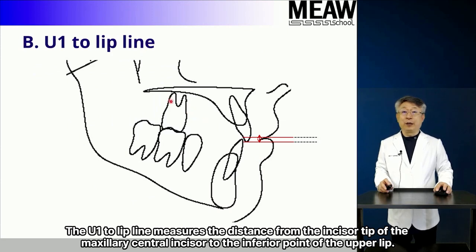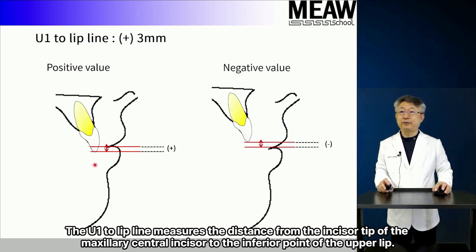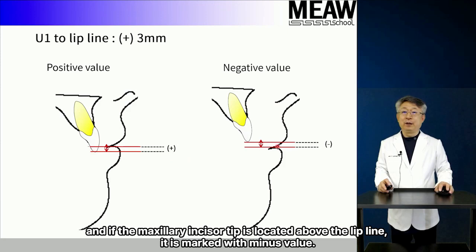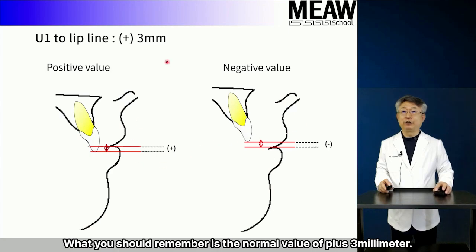The on-to-lip line measures the distance from the incisor tip of the maxillary central incisor to the inferior point of the upper lip. In general, the maxillary incisor tip should be located below the lip line, which is marked with a plus value. And if the maxillary incisor tip is located above the lip line, it is marked with a minus value. What you should remember is the normal value of plus 3 mm.